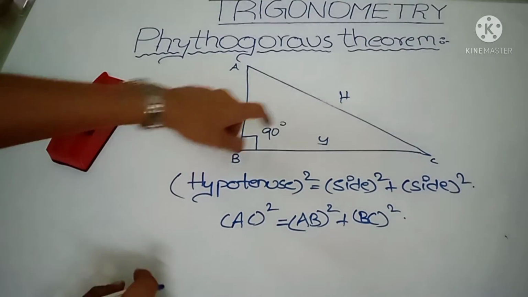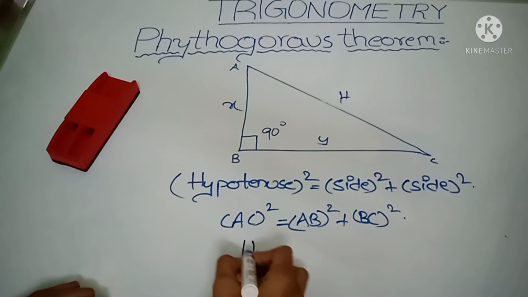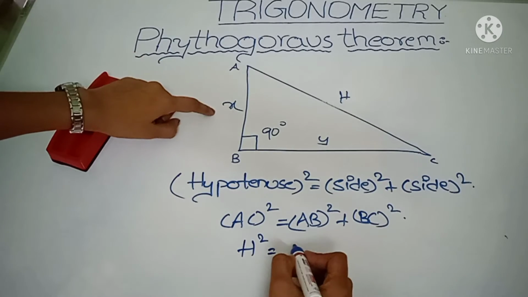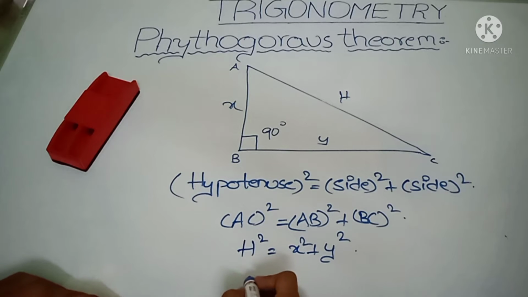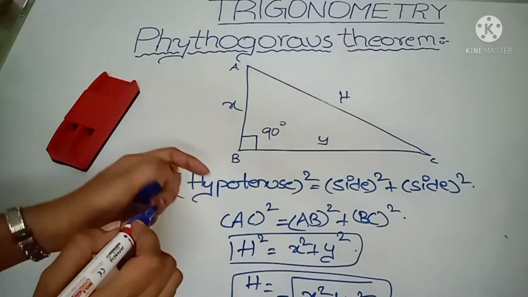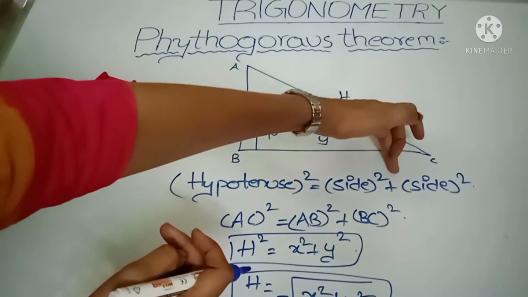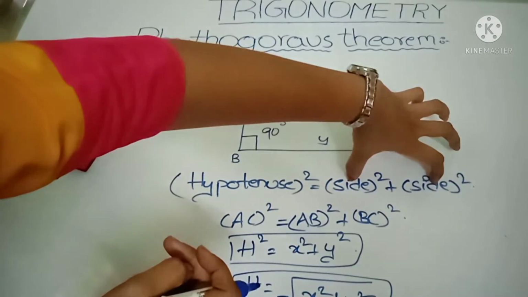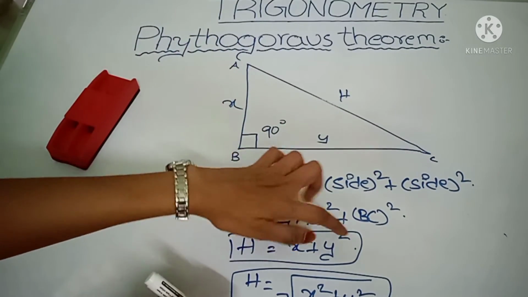AC can also be written as H. H square is equal to X square plus Y square, where H is equal to the under root of X square plus Y square. This is the Pythagoras theorem: hypotenuse square is equal to the sum of the squares of the remaining two sides.